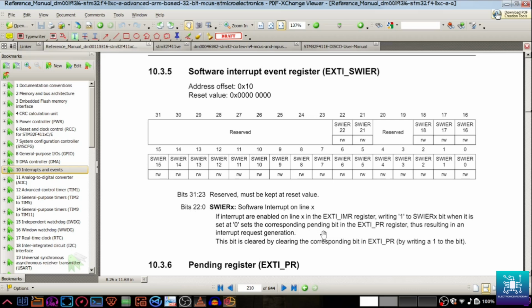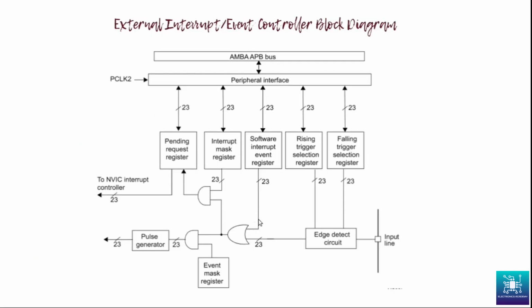If we go to the diagram now, that is the block diagram that we were going through, and just have a look at the diagram, it will become more clear. Please note here, the software interrupt event register: one output of this OR gate goes to the AND gate here and another output goes to the second AND gate. So all the software interrupt events that are triggered in the SWIER register, the register that we are currently seeing in the reference manual, go to both the AND gates.